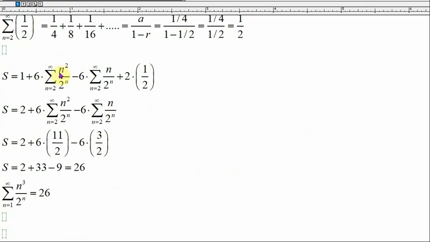And then this part, we have shown earlier that this is 11/2, and then earlier we have shown that this is 3/2. And so the whole thing altogether we get 26. So the summation with the expression n to the third over 2 to the n is 26.